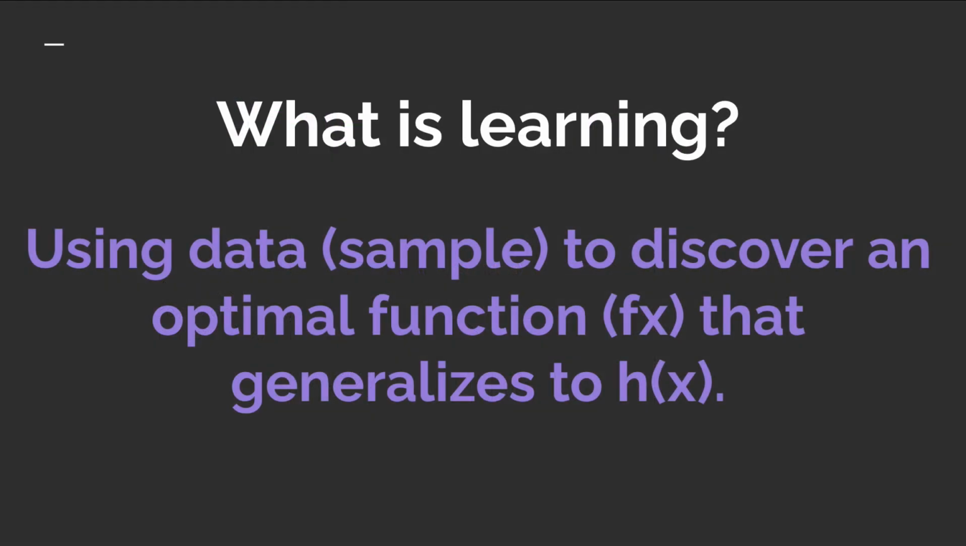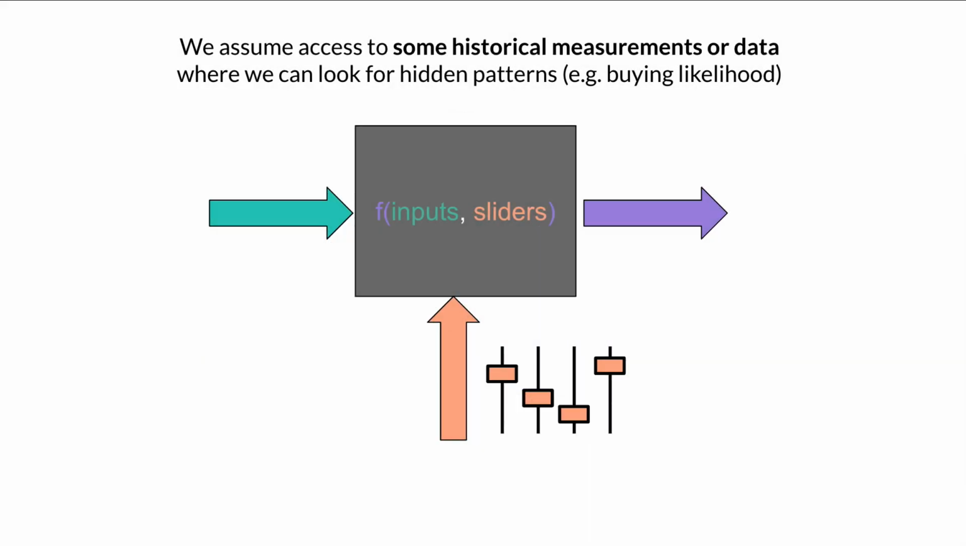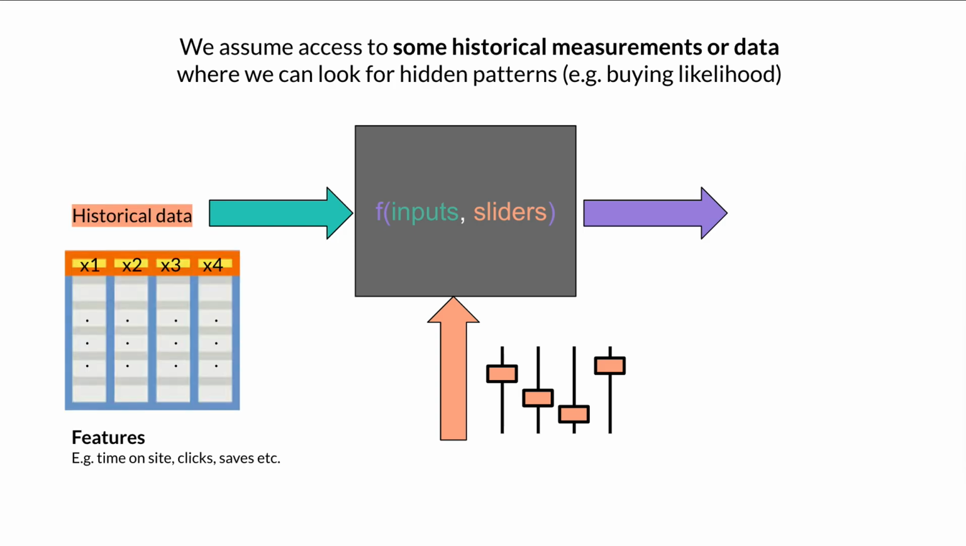So what is learning then? It's using this sample, this data, to discover an optimal function that generalizes to h of x. That's what we want to do. That's what we mean by learning. We assume access to historical measurements, otherwise how are we going to find out what the relationship is? So we have some historical data, and we can imagine that nominally as a table of different data points, and each row in that table is a data point, and each column is some different feature, like the time on the website, the number of clicks, the number of saves, what browser they're using, things like that.